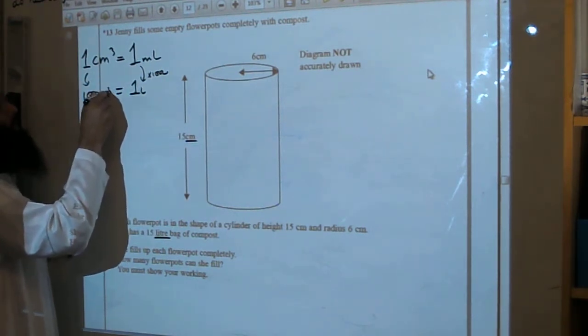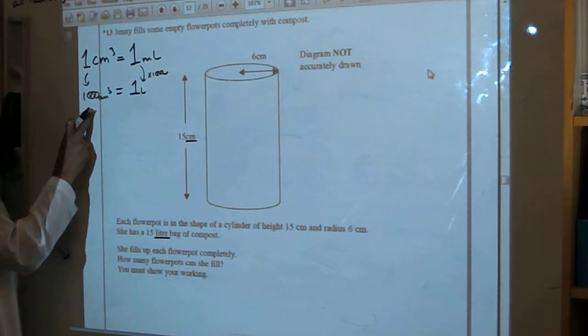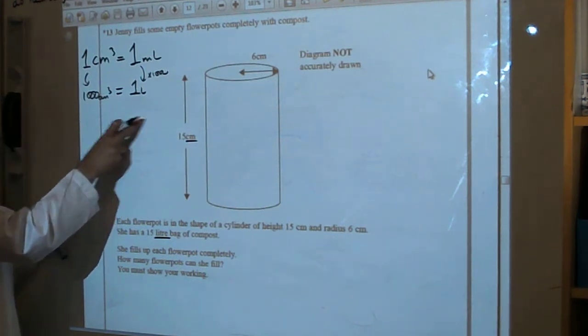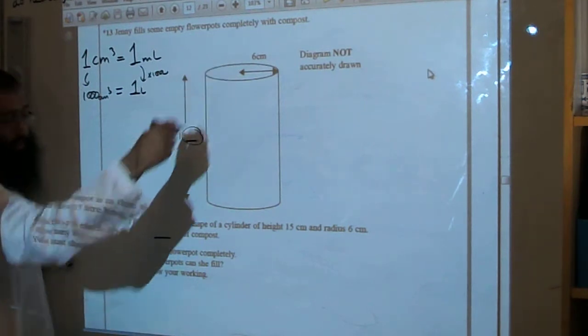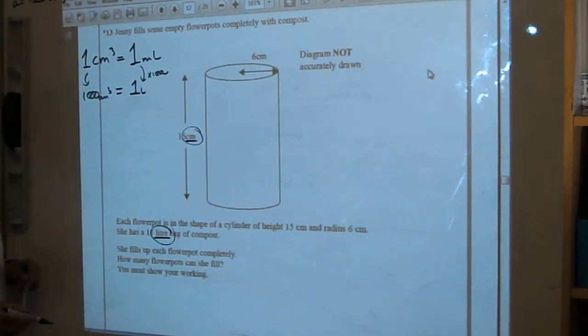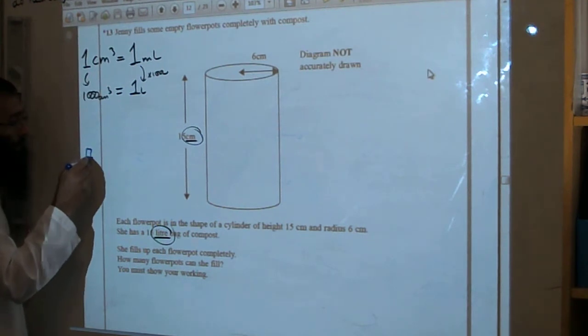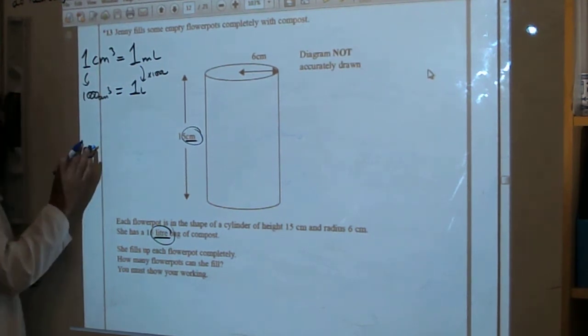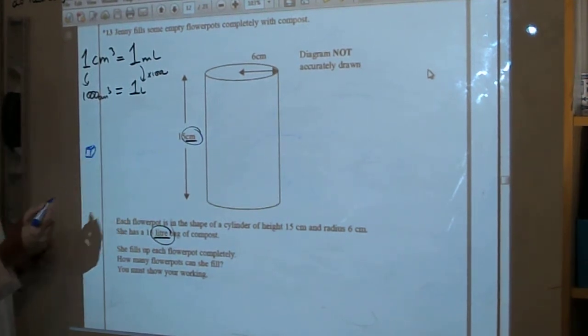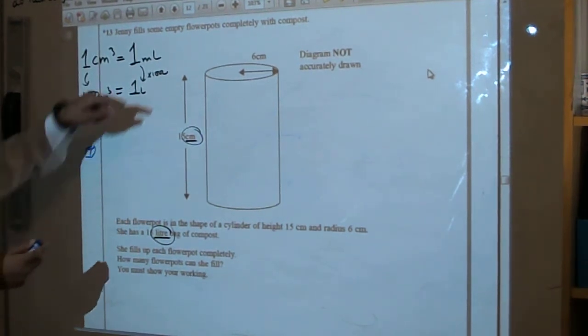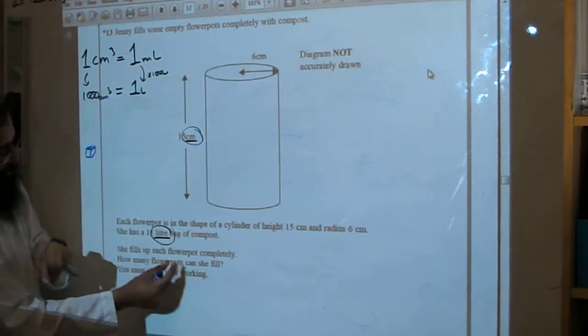Okay, so 1,000 centimeters cubed is equal to 1 liter. That's our conversion between this unit here, which is volume, and the unit given in the question. Why is it centimeters cubed? Because it's volume: centimeters times centimeters times centimeters. If you had one little baby centimeter cubed in volume, that would hold the same amount of liquid as 1 milliliter.